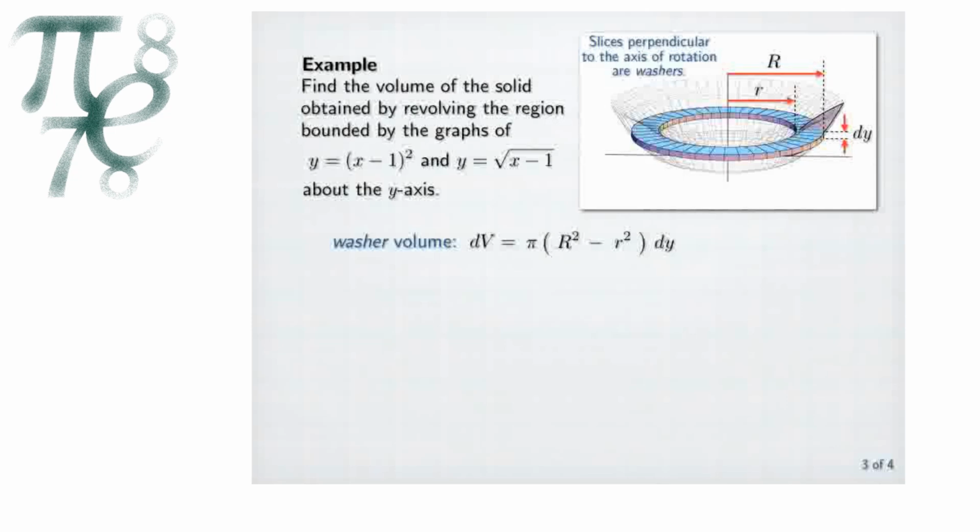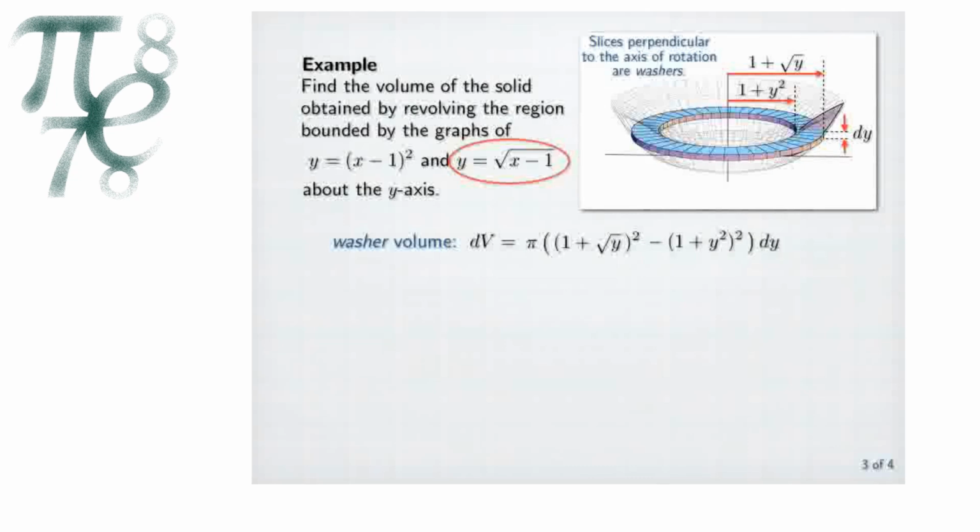Note that this is the difference of the squares of the radii, not the square of the difference. Now we need to know capital R and little r. These will be the x-coordinates on the two curves. Capital R will come from solving y equals (x minus 1) squared for x. This easily gives us x equals 1 plus the square root of y. Little r comes from solving y equals the square root of x minus 1 for x. This easily gives us x equals 1 plus y squared.